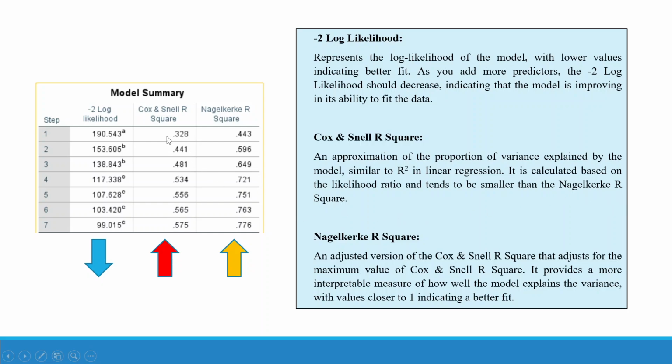These values will always be smaller than Nagelkerke R square. So Nagelkerke R square is an adjusted version of Cox and Snell R square that adjusts for the maximum value of Cox and Snell R square. It provides a more interpretable measure of how well the model explains the variance, with values closer to 1 indicating a better fit. So the R square values are increasing, really nice. These values are also increasing. This is also nice, and it is nearer to 1, which is quite good.